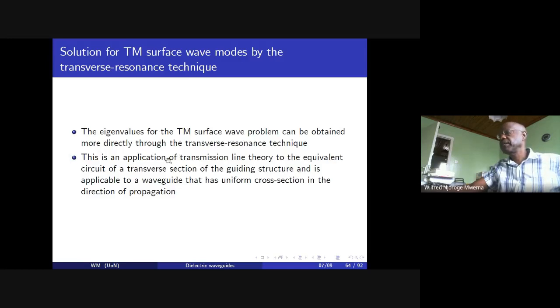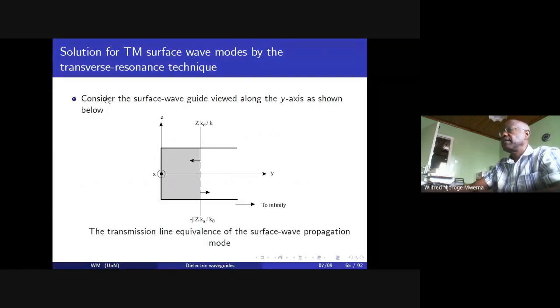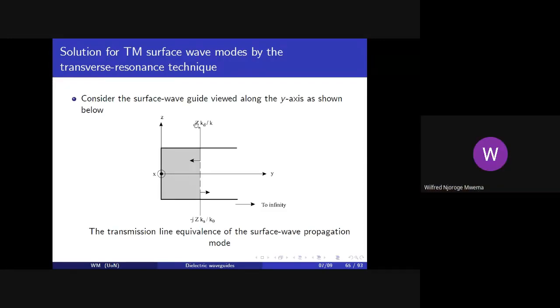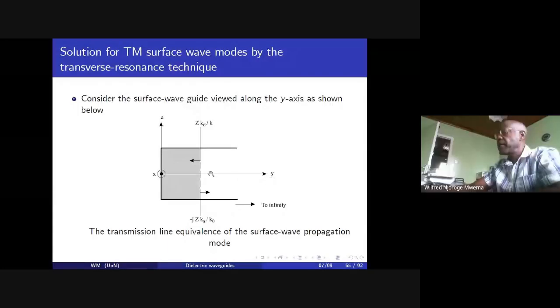And this is an application of the transmission line theory to the equivalent circuit of a transverse section of the guiding structure, and is applicable to the waveguide that has uniform cross-section in the direction of propagation. So we consider the surface waveguide viewed along the y axis as shown below. That is, our guide itself is actually proceeding in the z direction, and we are looking at it from the y direction.